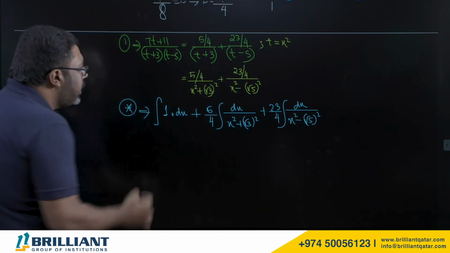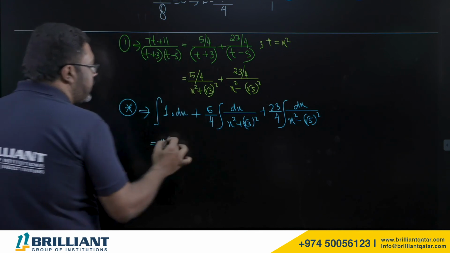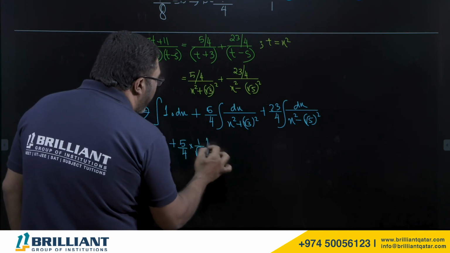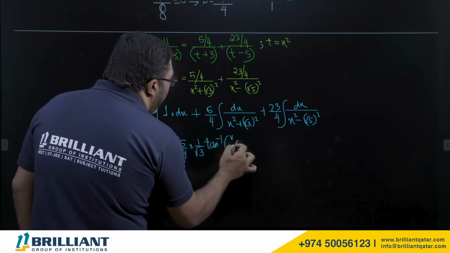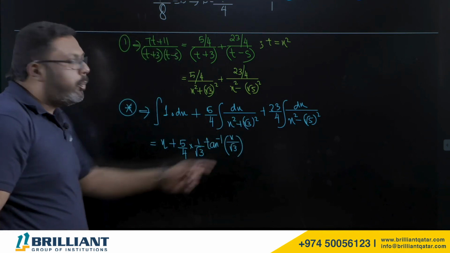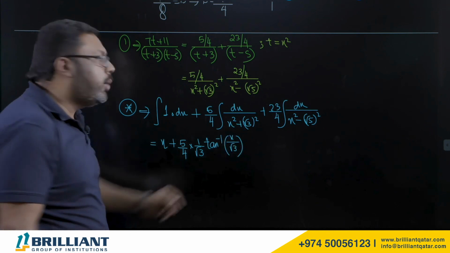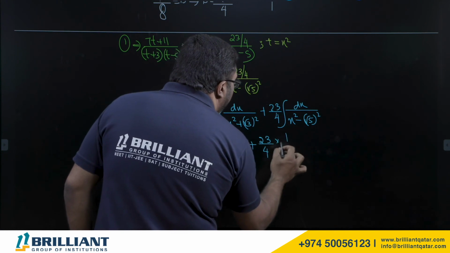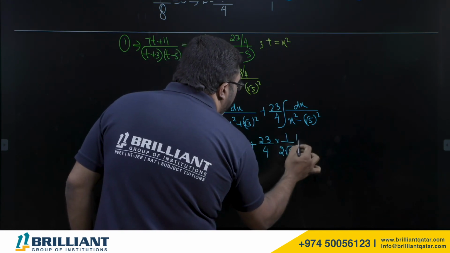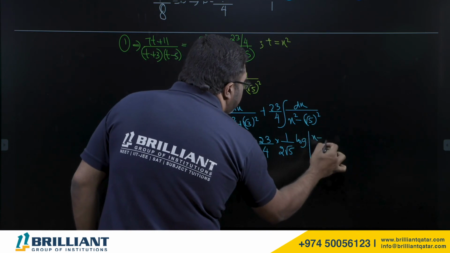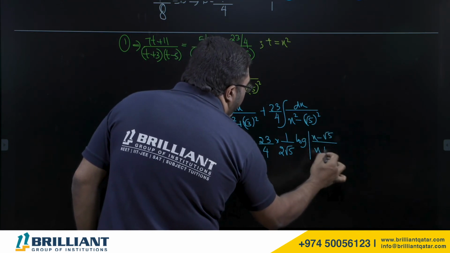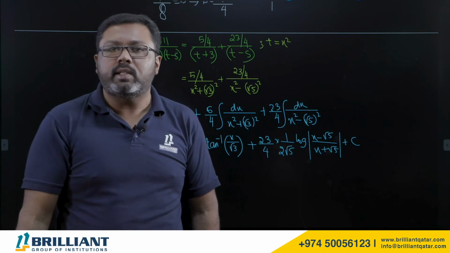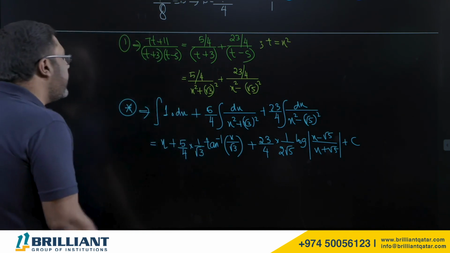So the first part, integral of 1 with respect to x is x, plus 5 by 4 into 1 by a tan inverse x by a. It is the standard function 1 by (x squared plus a squared). Then 23 by 4 into 1 by 2a log mod (x minus a) by (x plus a) plus c. That is the standard function 1 by (x squared minus a squared).